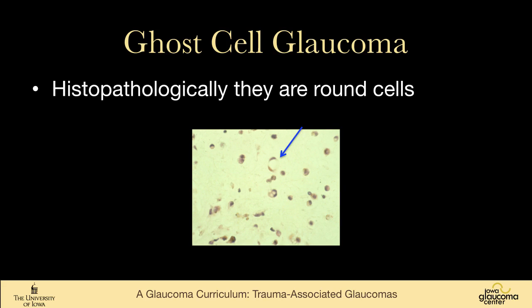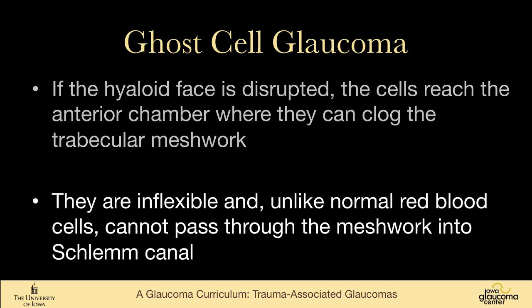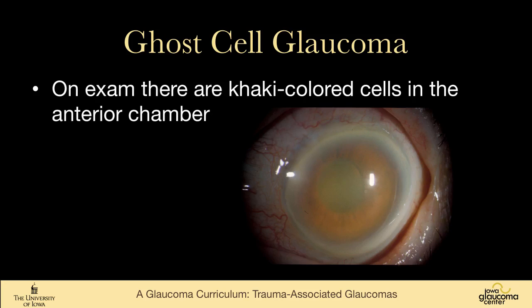Histopathologically, they are round cells like this. If the hyaloid is disrupted, the cells reach the anterior chamber where they can clog the trabecular meshwork. So certainly in a case of trauma, it's not unimaginable that the anterior hyaloid would be disrupted, or if somebody's had a pars plana vitrectomy or any other major surgery. These cells are inflexible, and unlike the normal red blood cells, they cannot deform and pass through the trabecular meshwork into Schlemm's canal. On exam, we see khaki-colored cells in the anterior chamber, like the picture here.